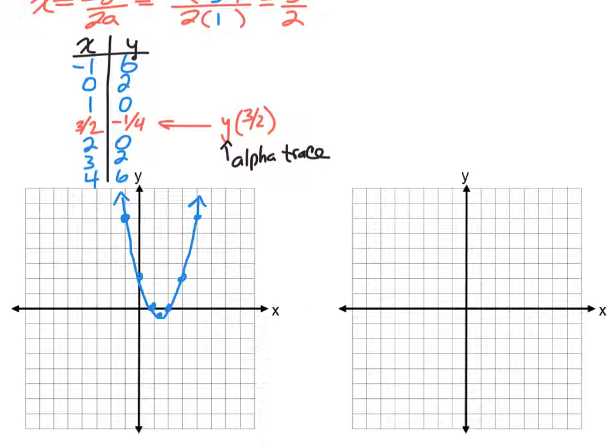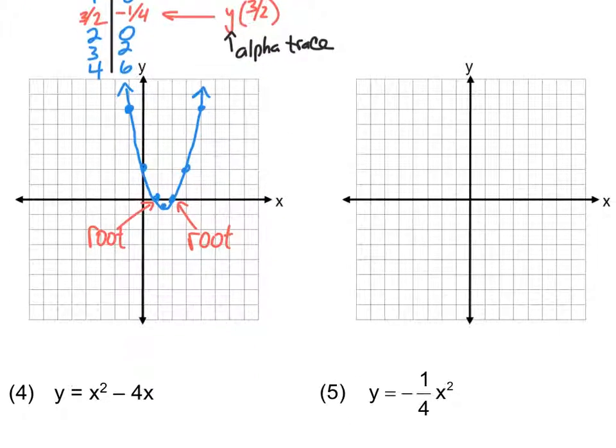Now, in this question, they're also asking us for the roots. All right, so this is a root, and so is this. So we just have to identify those locations. So the roots, 1, 0. We just need the x values. So x such that x is equal to 1 or 2.